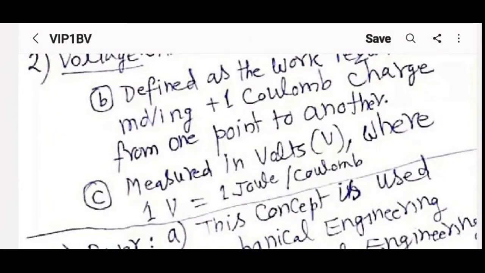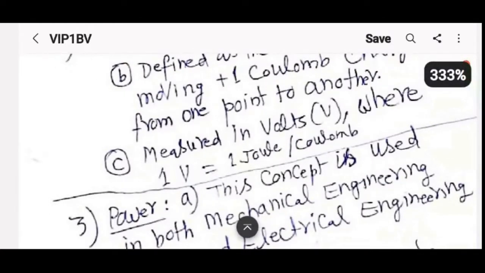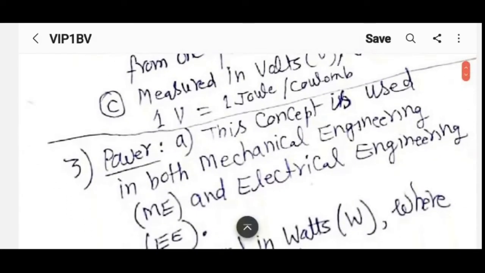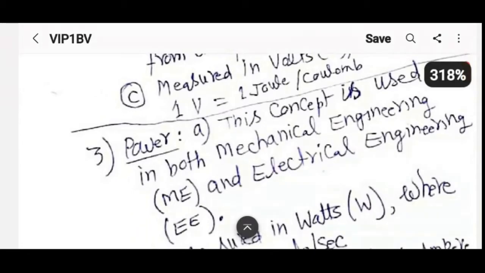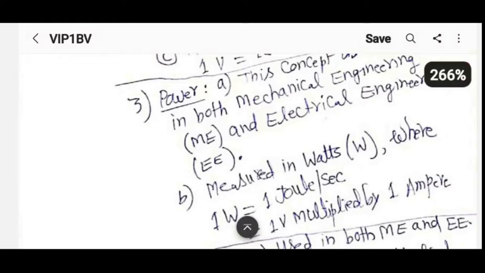Obviously, work and energy are the same thing. So the unit is joule per coulomb for voltage. Actually, 1 volt is defined as 1 joule per coulomb. Power is a concept that mechanical engineers and electrical engineers use equally. Obviously, you know that power is measured in watts, which is nothing but joule per second. Energy per unit time is power.